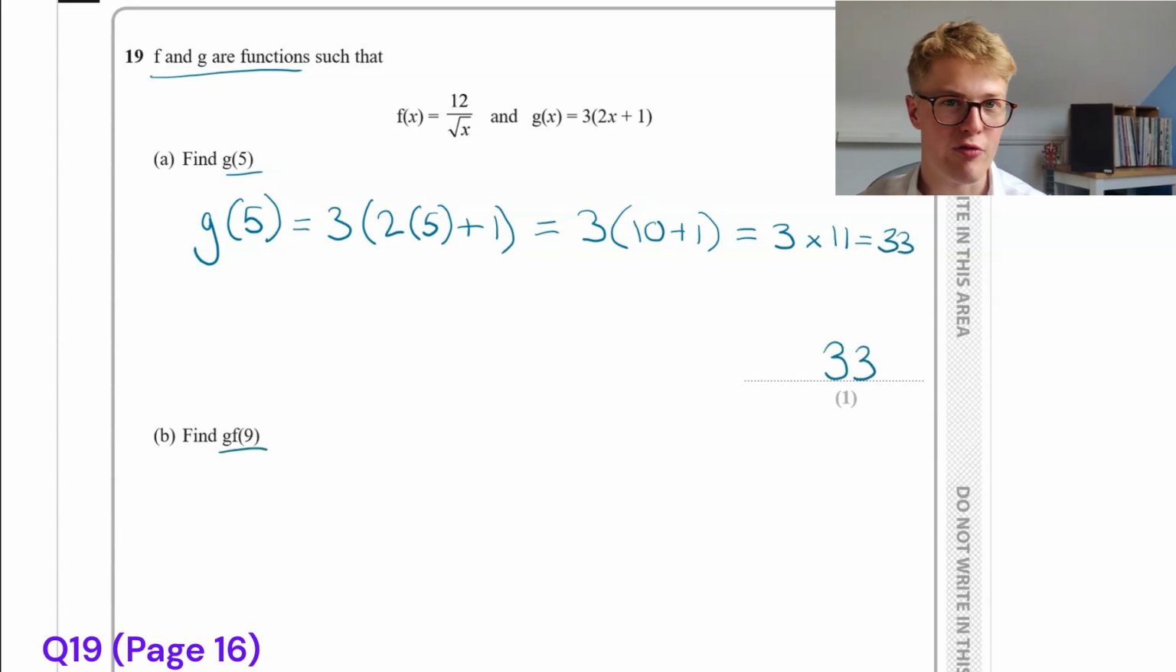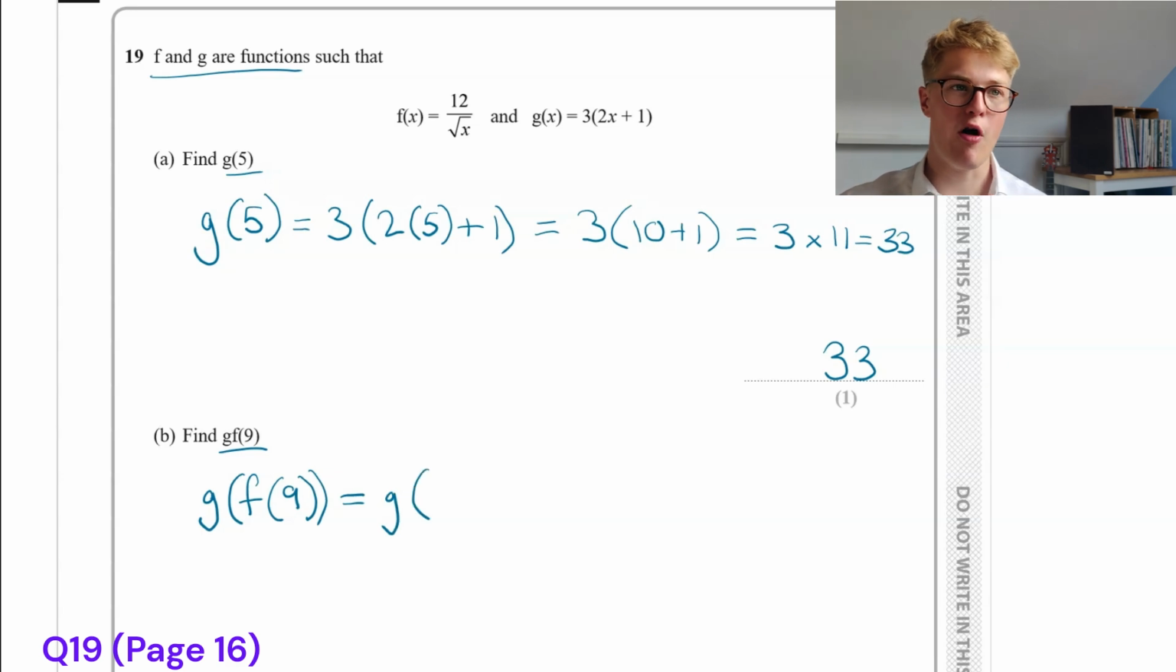Find gf of 9. So we can write this as a nested bracket. We have g of f of 9. So firstly, f of 9 is going to be 12 over the square root of 9 because we replaced the x, and therefore we're going to have g of 12 over square root of 9.